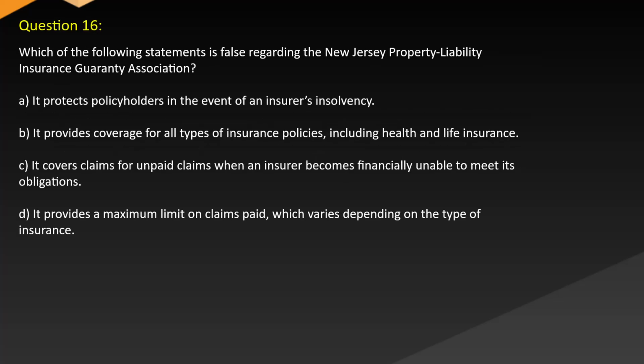Question 16. Which of the following statements is false regarding the New Jersey Property Liability Insurance Guarantee Association? A. Protects policyholders in the event of an insurer's insolvency. B. It provides coverage for all types of insurance policies, including health and life insurance. C. It covers claims for unpaid claims when an insurer becomes financially unable to meet its obligations. D. It provides a maximum limit on claims paid, which varies depending on the type of insurance.